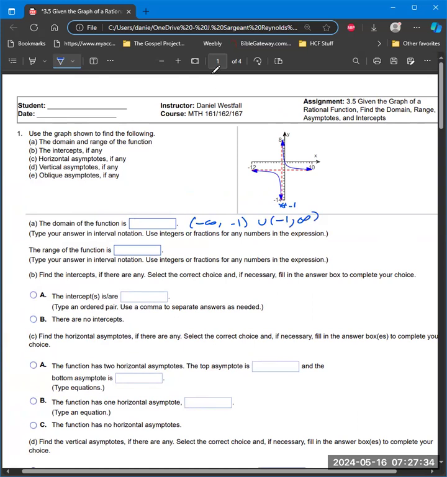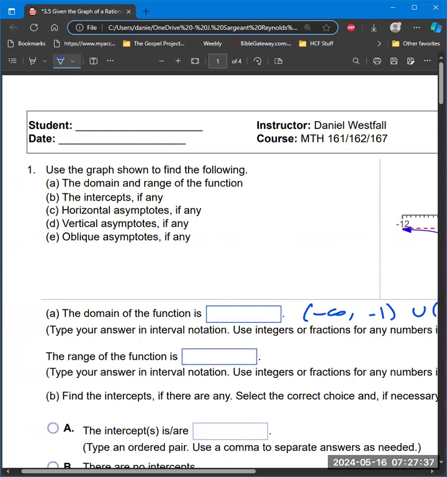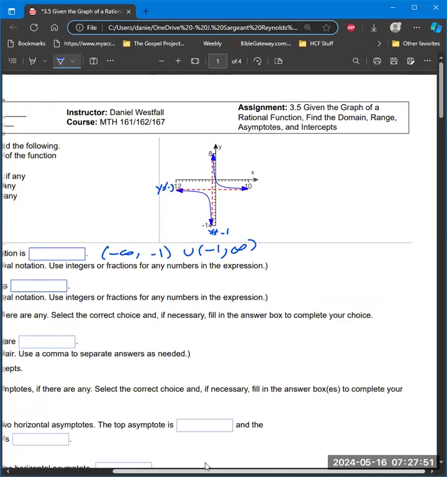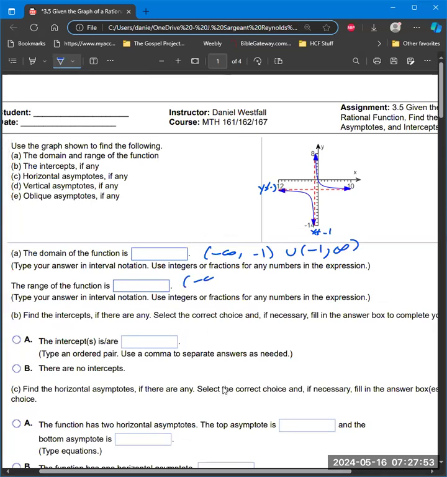The range, we're going to have to zoom back in and look at where that horizontal asymptote is: y is not equal to -3, and it never crosses that asymptote. So this is -infinity to -3, union -3 to infinity. Intercepts, it looks like it goes through 0, 0 right there. It's going to be both the x-intercept and the y-intercept.